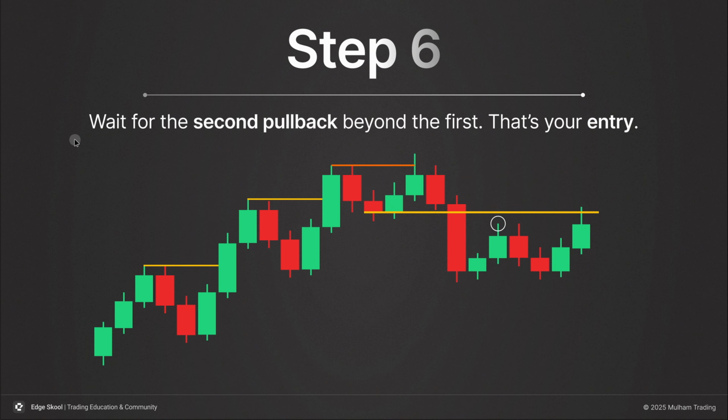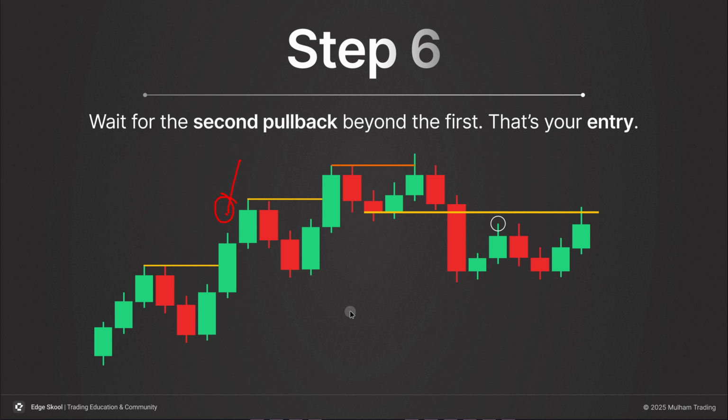Step 6 is now waiting for the second pullback beyond the first, and that is going to be your entry. Now this is the step that makes this entry model an A+. It makes it unique. The reason is a lot of people are just having FOMO and they want to enter any trade. So when price goes lower, lower, lower, and then gives you any entry, a lot of people are going to take the first entry, even if it's not the best one.